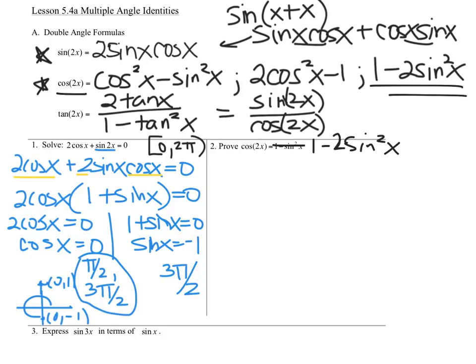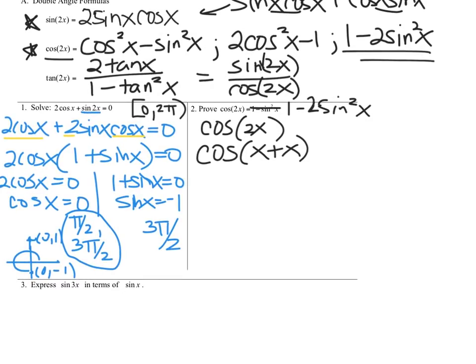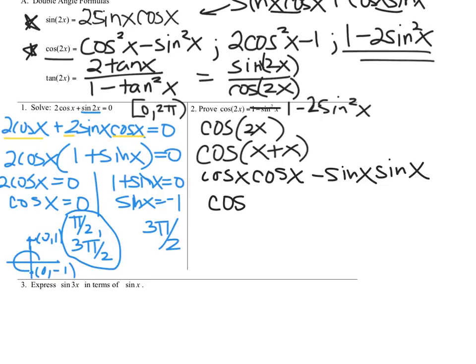So what we can do here is rewrite this. Cosine of 2x is the same thing as cosine of x plus x. And yesterday we learned the sum of an angle formula: cosine, cosine, sine, sine. Change the sign in the middle. And then you end up getting cosine squared x minus sine squared x. And that was the one you learned today.